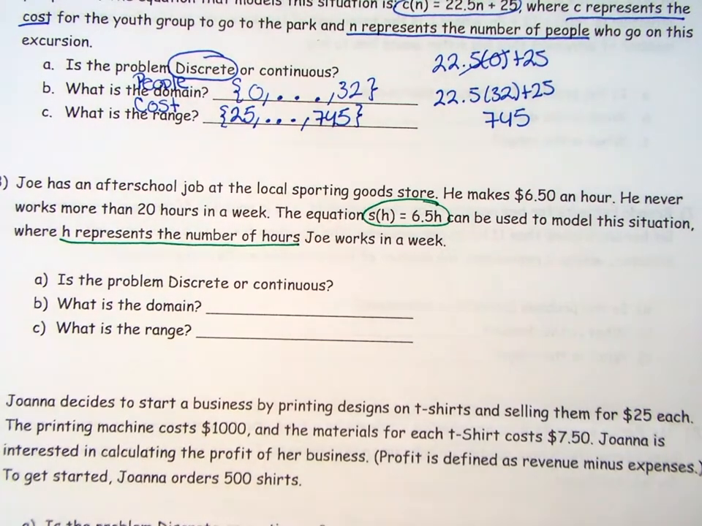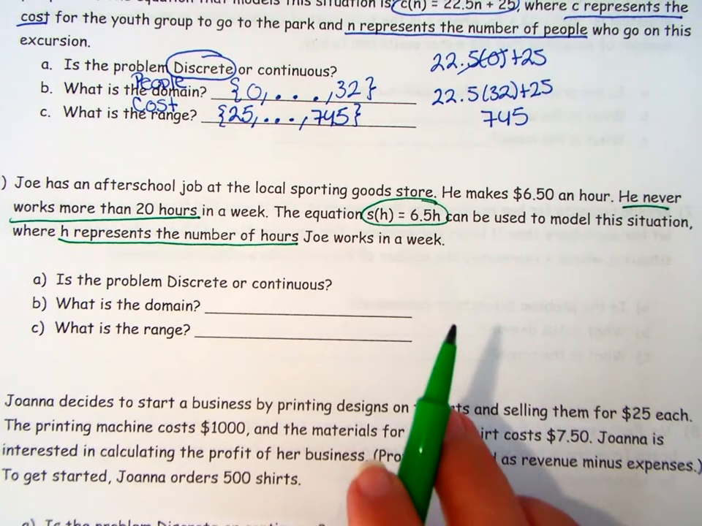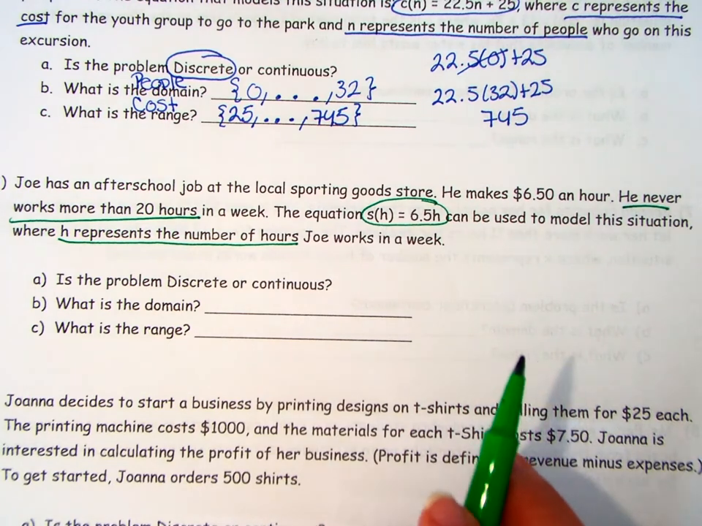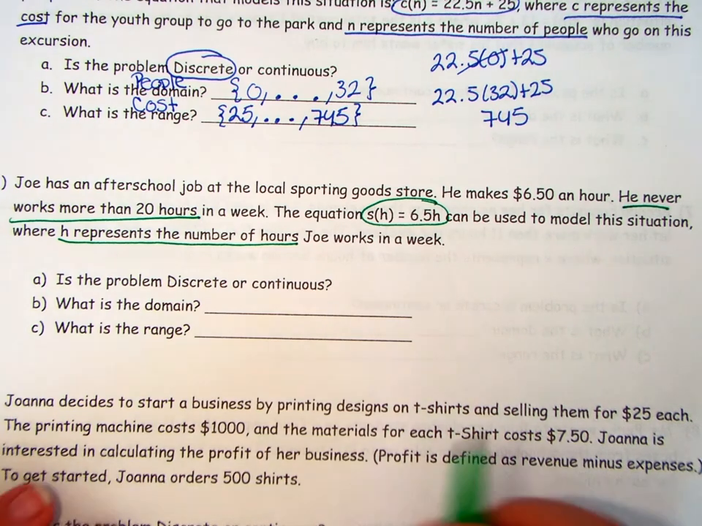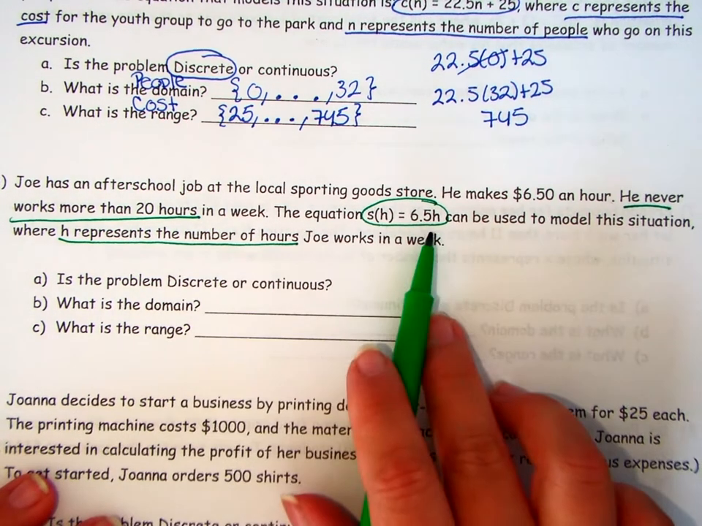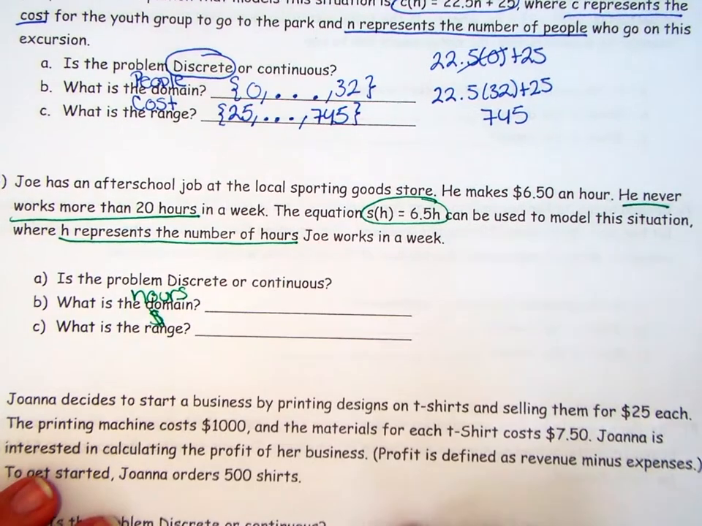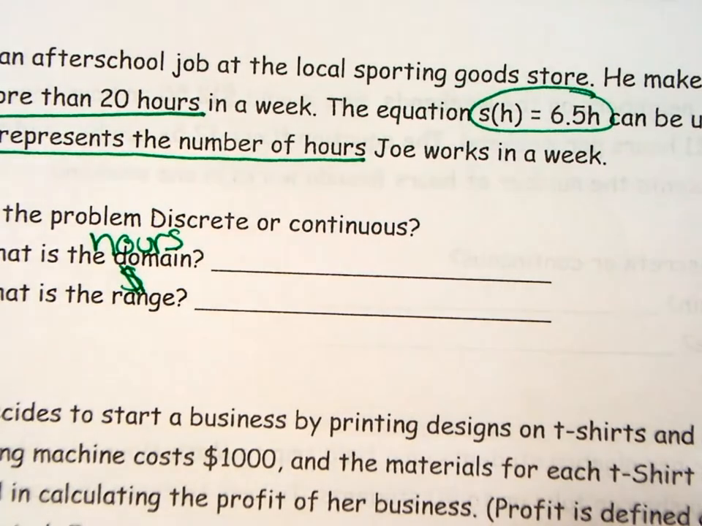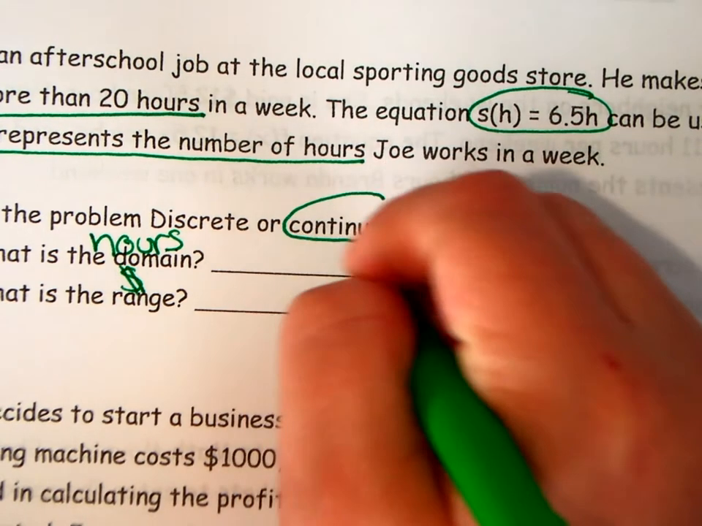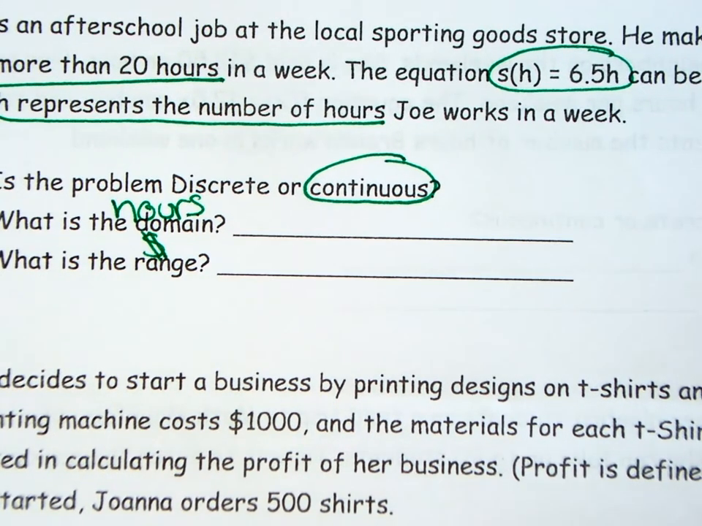Good. So if H is hours, what is S of H? If you're working so many hours, what do you expect in return? Money. So H is our domain, which is hours, and money is our range. Now, hours is a form of time, so is that continuous or discrete? Continuous. And how do we write our domain and range for continuous? Do the alligator. We do the alligators.